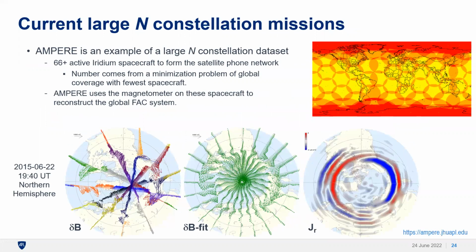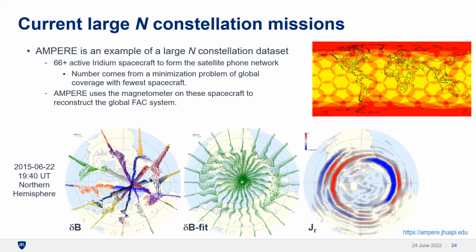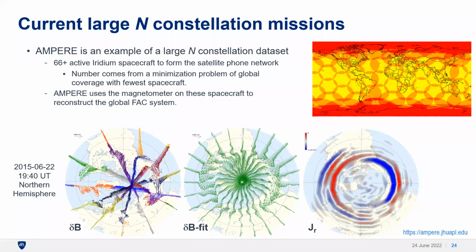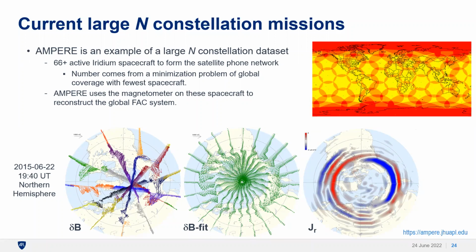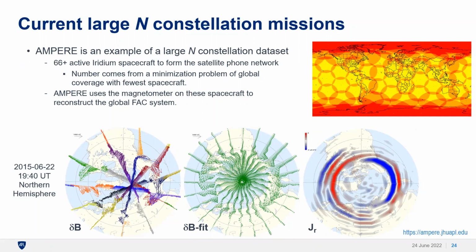So that being said, we do actually have an example of a large N constellation mission, and that would be the Ampere data set. For those that don't know, Ampere is made up of taking data from the over 66 active Iridium spacecraft that form the satellite phone network. And what the Iridium Corporation had done at one point in time was go through and do that minimization problem of if they want it where you could have one of their phones and be able to reach a satellite from anywhere in the world, what is the fewest number of spacecraft you can do to have that? That's what makes it commercially viable. And so they did that problem, came up with 66, and they do have some reserve spacecraft in case something goes down.